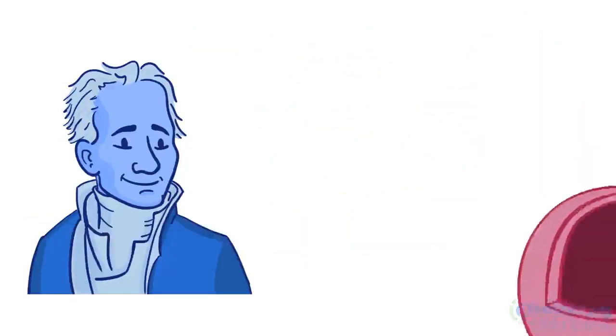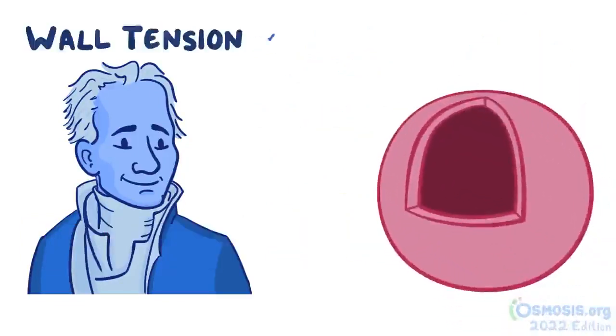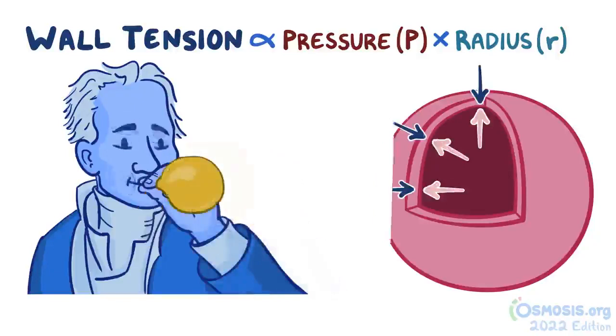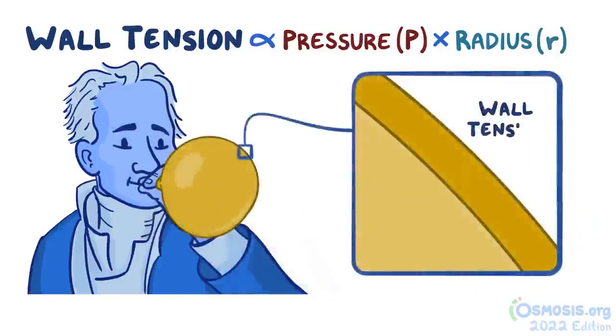Okay, so according to the law of Laplace, wall tension is proportional to pressure P times radius R. Now let's break it down. The wall tension is the force in the container's walls that resists the force trying to expand it. So if we're blowing up a balloon, we can think of the wall tension as the force created by the elastic rubber wall that resists the outward force applied by the pressure inside the balloon.